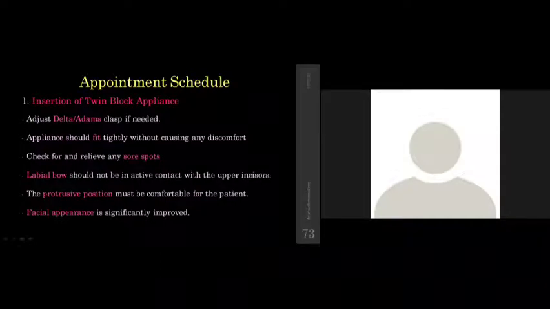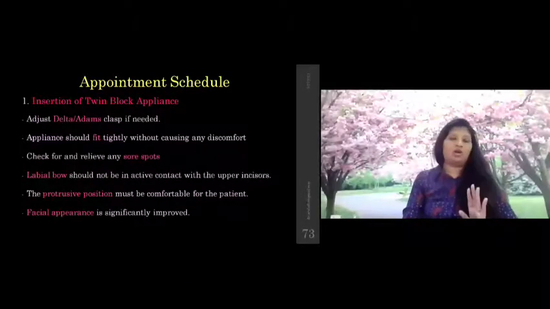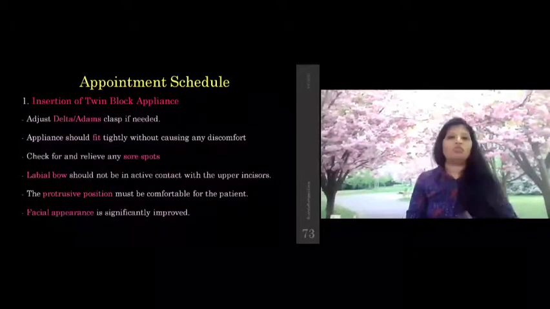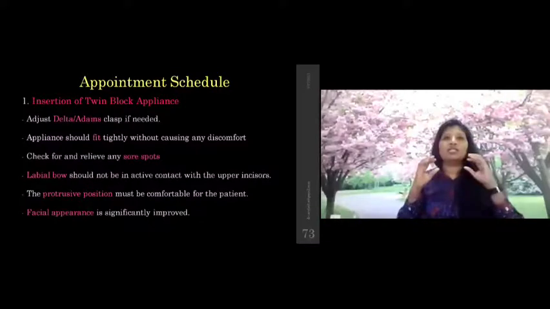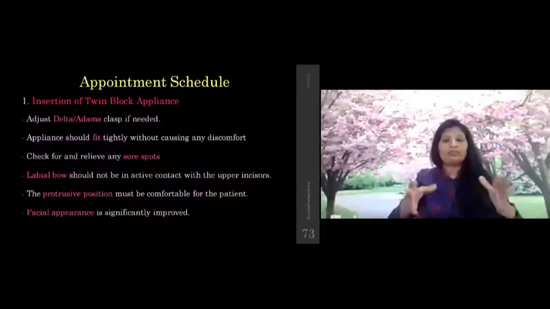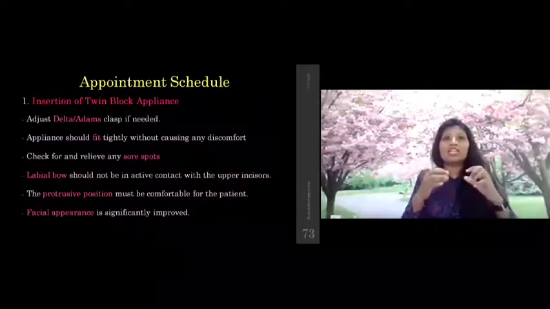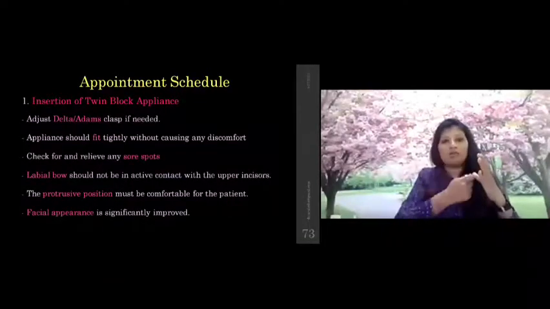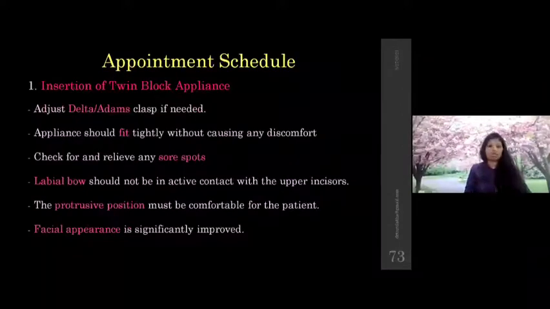The first appointment is insertion of the twin block. What I'm supposed to do at the first appointment is check the fitness of the appliance, whether it is fitting correctly or not. If it is not fitting correctly, just adjust your delta clasp, your ball and clasp, so that it gets adjusted, and check for any sore spots. If you feel that the patient is having difficulty or pain somewhere, just trim off your acrylic so that the sore spot is relieved. After that, you also make sure that the labial bow is not in contact with your upper incisors, it is away from the upper incisors.